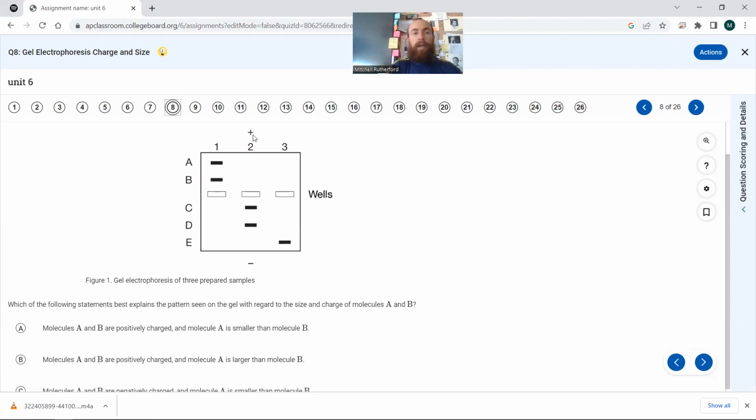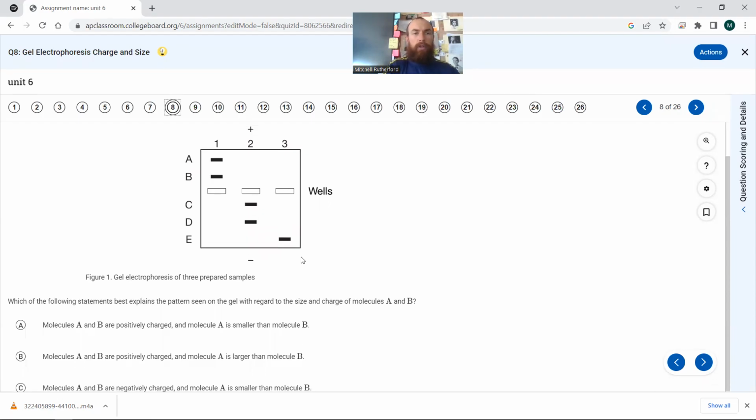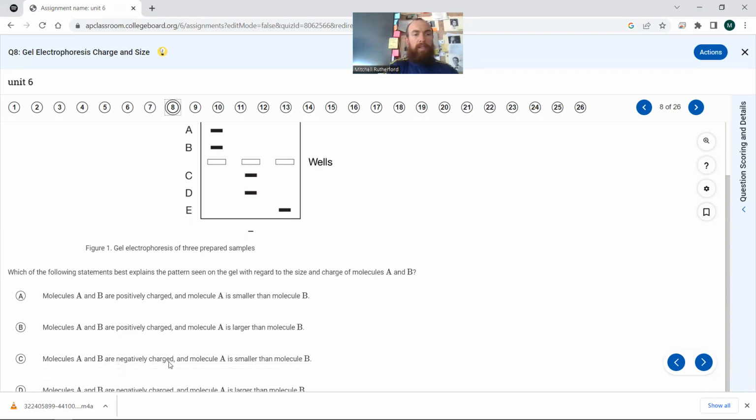And the things that go towards the positive are going to be the negative ones. And the things that go towards the negative are going to be the positive ones because opposites attract. Okay. And DNA is charged. It's a polar molecule because almost everything is, except for fats and lipids. So polar molecules, charged, they're going to move. So molecule A and B are positively charged? No, they're moving towards the positive. So we know they're negative, and we know these guys are positive. So A is out. Molecules A and B are positively charged? Nope, B is out too.